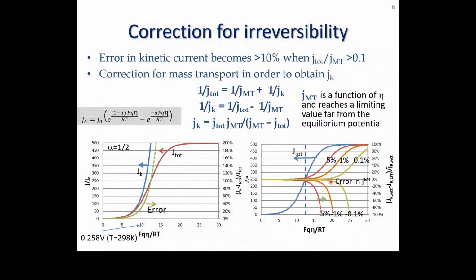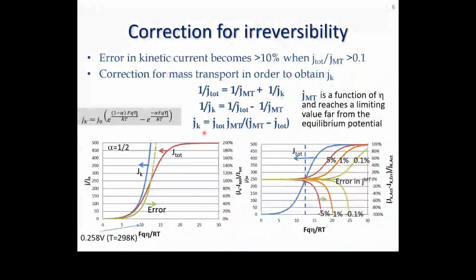And the other point I haven't mentioned is that this mass transport current, although it's treated as a single current density in the literature, is also potential dependent. Typically, in the literature, people just use this as a single number without realizing that it is actually potential dependent, and it only tends towards a number when you're very far away from the equilibrium potential.